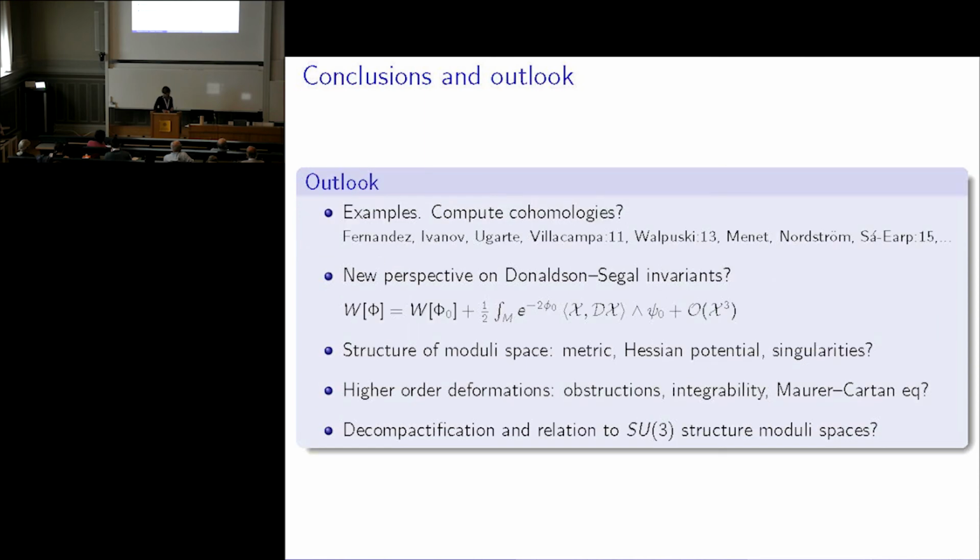So the outlook now is that there is still a lot of work to be done. It would be very interesting to look at examples here. I haven't said anything about examples, and there are examples of these heterotic solutions. This first one here by Fernandez and collaborators is a solution of the heterotic system with non-zero H flux. So this is the integrable G2 structure with G2 instanton and flux. And then there are also examples and constructions, I list here a few, of G2 instantons on G2 holonomy manifolds.